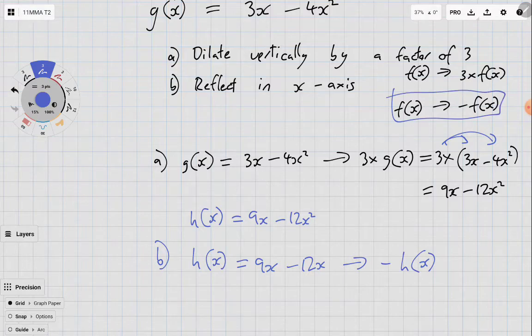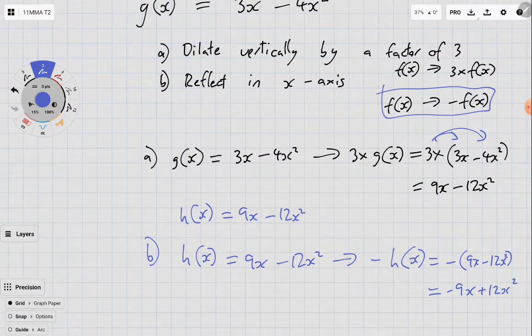which is equal to negative, in brackets, 9x minus 12x squared, and we get negative 9x plus 12x squared after expanding those brackets. Oh, I've lost the squared somewhere along the way. There it is. The squared came home after all. Alrighty, so that's a little bit on dilations and reflections.